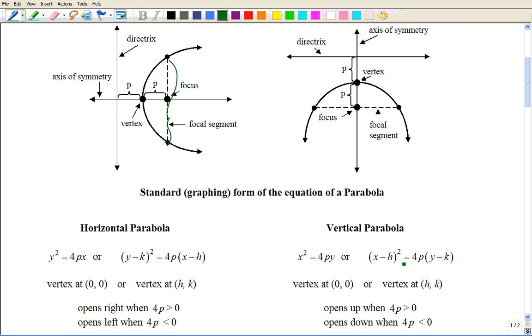For vertical, the thing that is not squared is the y, so this is going to be a vertical parabola. We'll have (x minus h) squared equals 4p times (y minus k). You'll notice the only things that switched were the parentheses, the y minus k or the x minus h. So the non-squared term is what will help us figure out which direction it is opening. We'll open right when 4p is greater than 0 for a horizontal, and open left when 4p is less than 0. For vertical, it will open up when 4p is greater than 0 and down when 4p is less than 0.